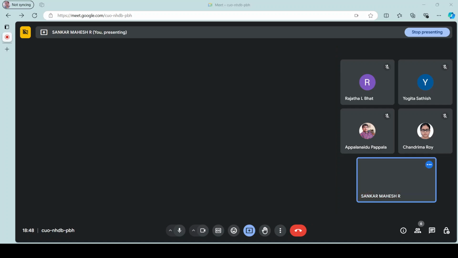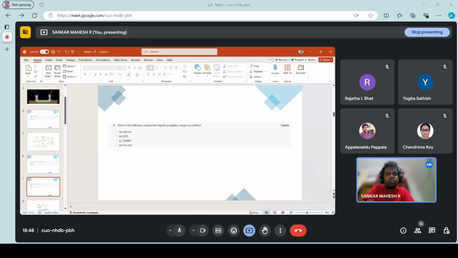The next question is which of the following components imparts a negative charge to the protein? Option A, glycine. Option B, SDS. Option C, TEMED. Option D, Tris-HCl. So here, does anyone know the role of glycine? We have discussed briefly the role of SDS and TEMED in today's class as well. Tris-HCl is the buffer. But what does glycine do? Glycine is also a part of your electrophoresis system. Does anyone recall what glycine would do?